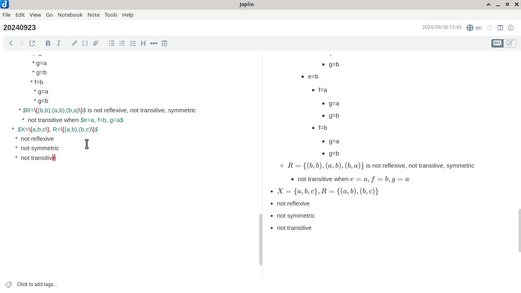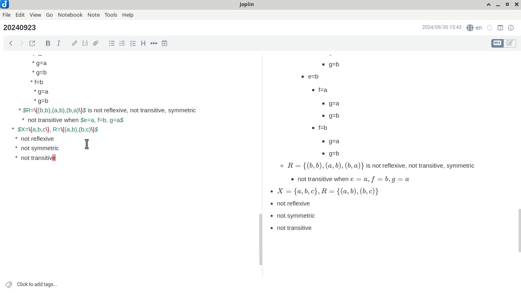It is not transitive, because if I make E equal to A, F equal to B, and G equal to C, that will make that statement false. Because in this case, (E, F) is in R is true, (F, G) is in R is also true, but (E, G) is in R is false. Is that okay?